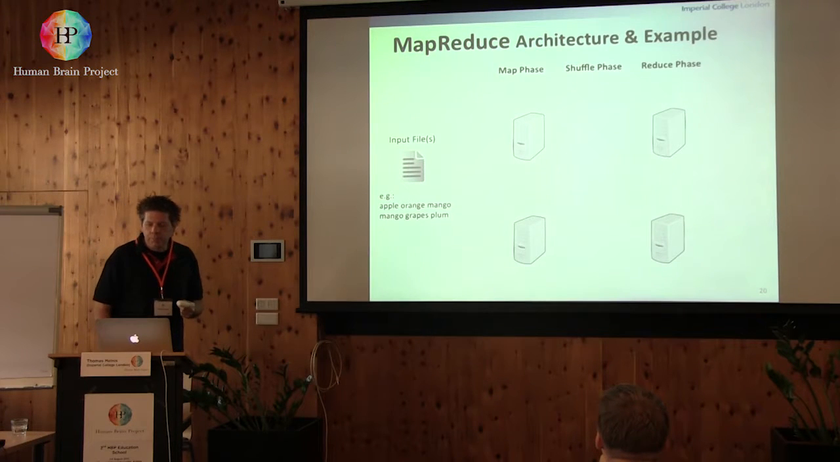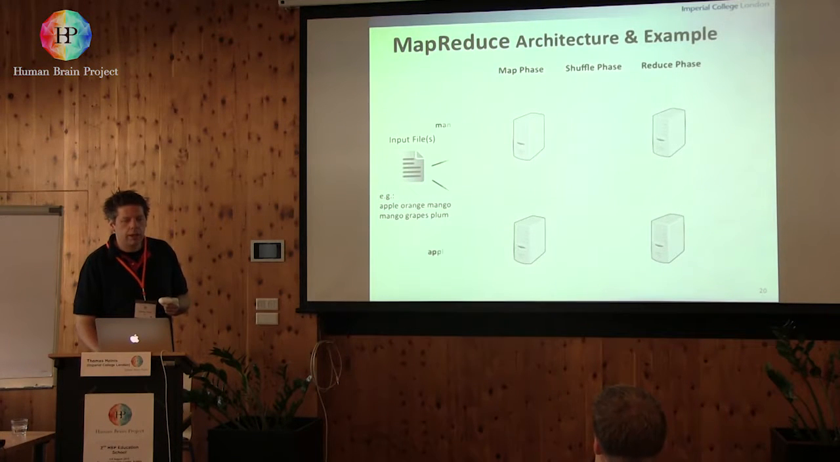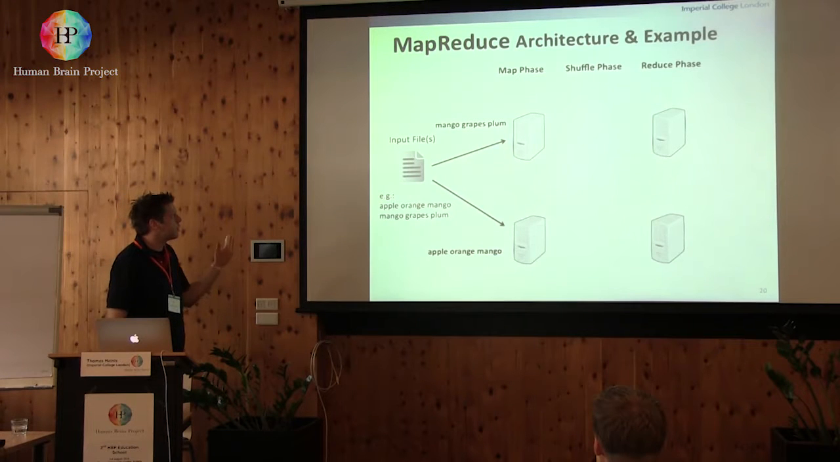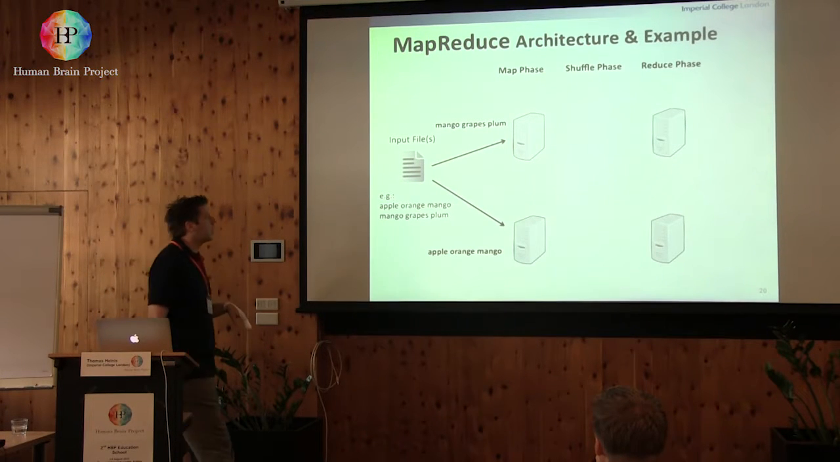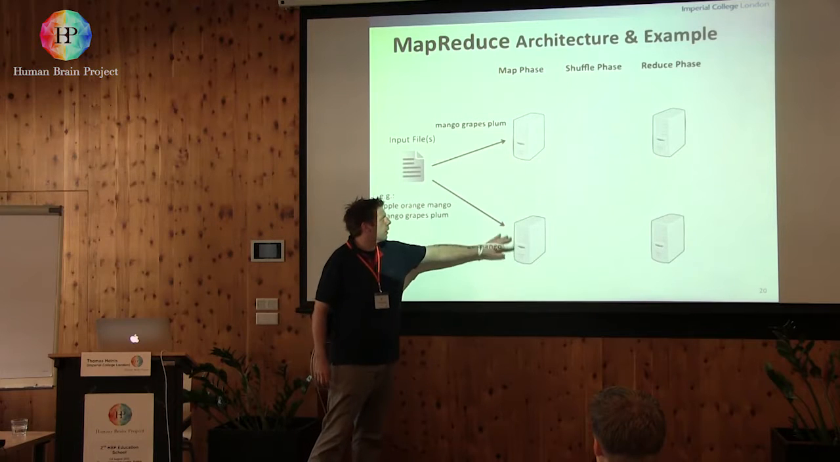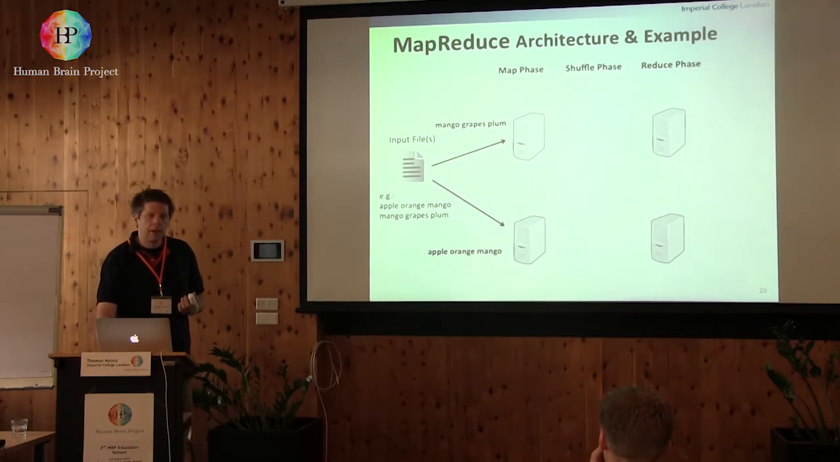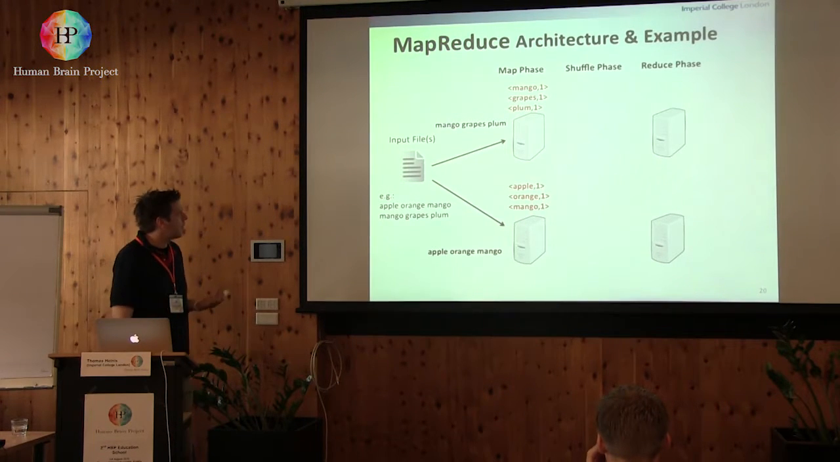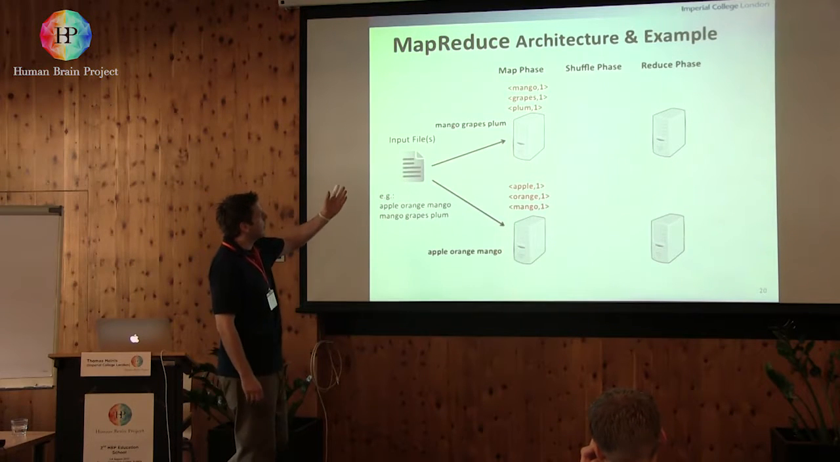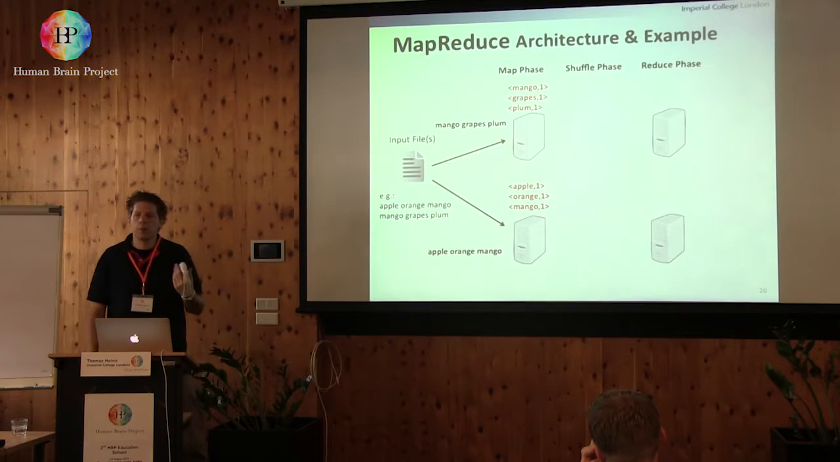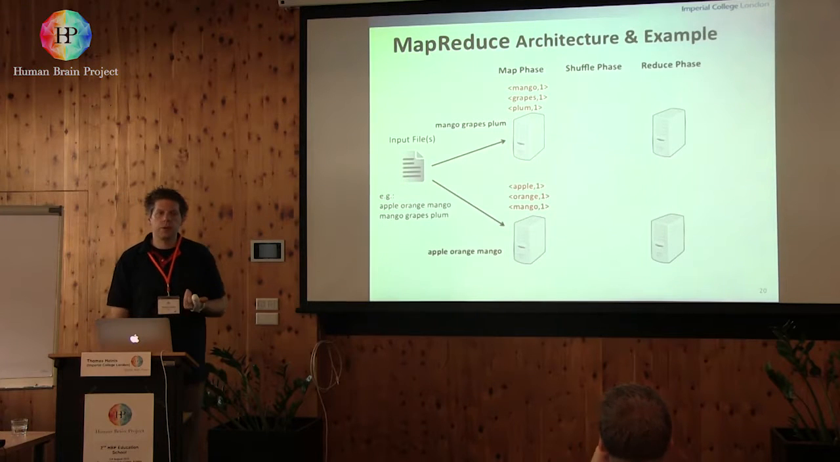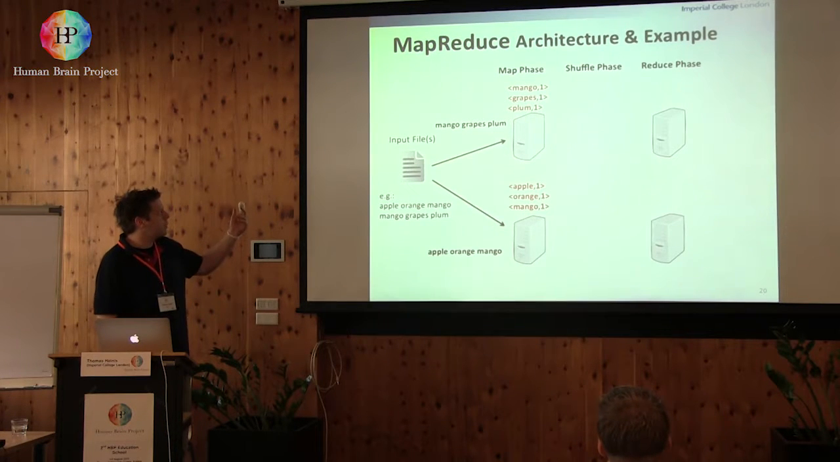So what we do initially is we split the input file into two lines and send them to two machines, which we'll call the mappers. They will take in these lines and produce key value pairs, which is what they're supposed to do. Out of each word, they make a key value pair. The key is the word, the value is how often it has occurred. We have mango 1, grapes 1, plum 1 for the top mapper.